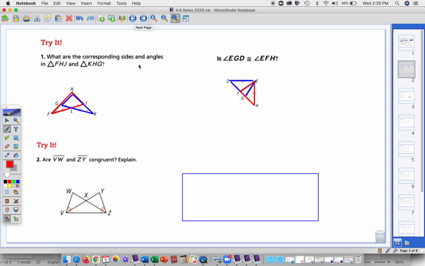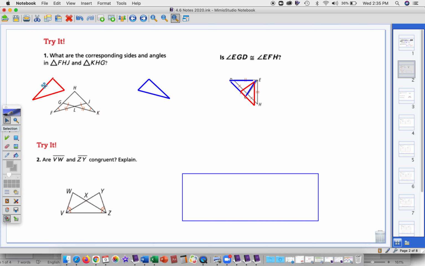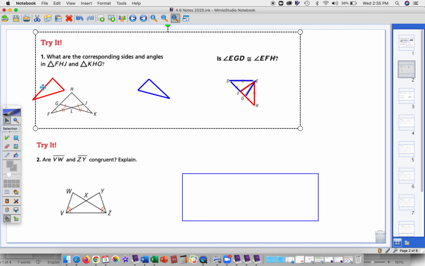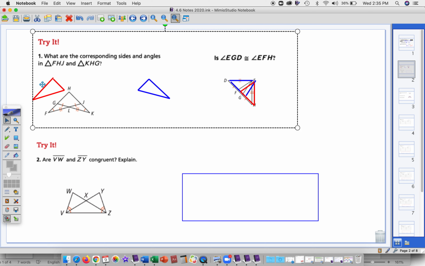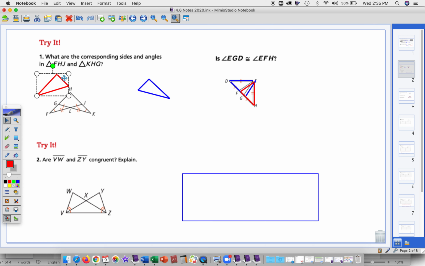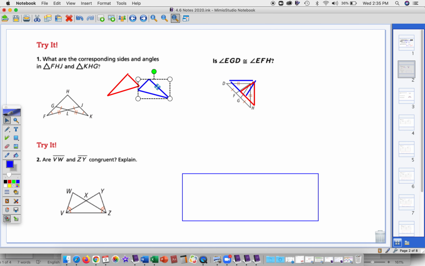So what are the corresponding sides and angles in triangle FHJ and triangle KHG? Again, I'm going to separate my triangles. I'm going to put them over here and relabel them.